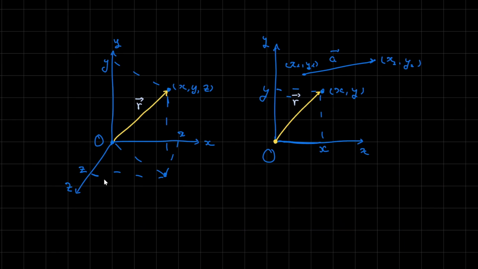Now we want to express these vectors as equations, right? That's why we introduce unit vectors. If I have a vector A like this, then its unit vector, which is A hat, is the vector over its magnitude.